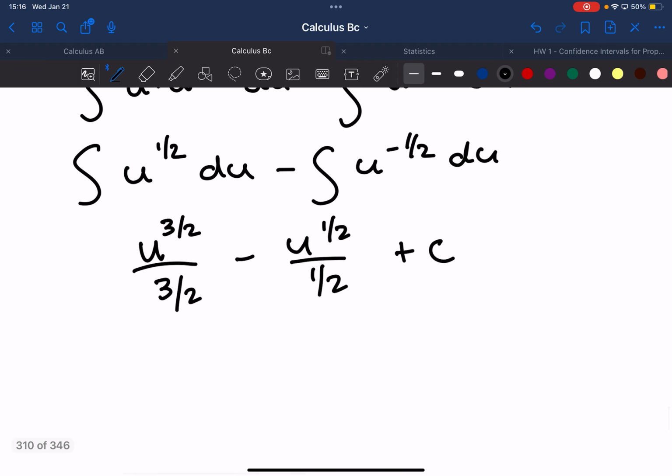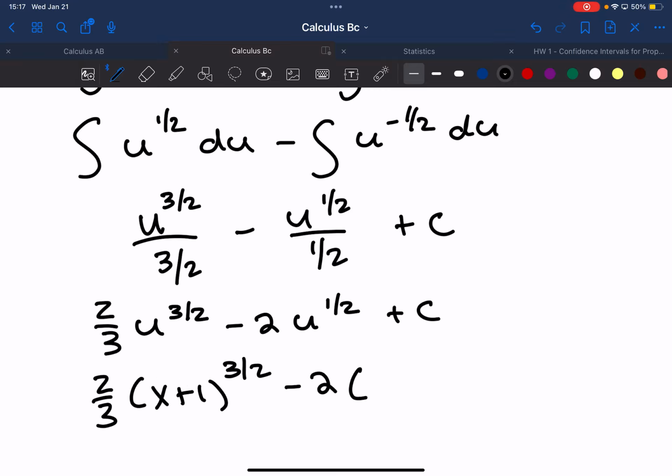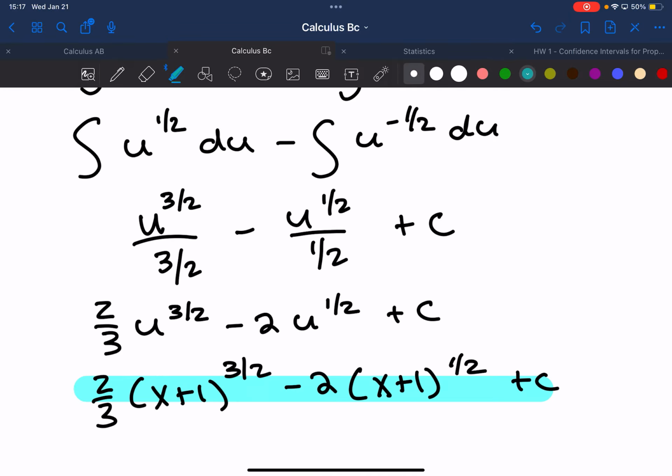Okay, we can simplify this. Instead of dividing by those fractions, it's the same as multiplying by the reciprocal. So 2/3 u to the 3/2 minus 2u to the 1/2 plus c. That means our last step is to do what? Plug in u. And what was u? x plus 1. So 2/3 (x plus 1) to the 3/2 minus 2(x plus 1) to the 1/2 plus c. That is our answer.